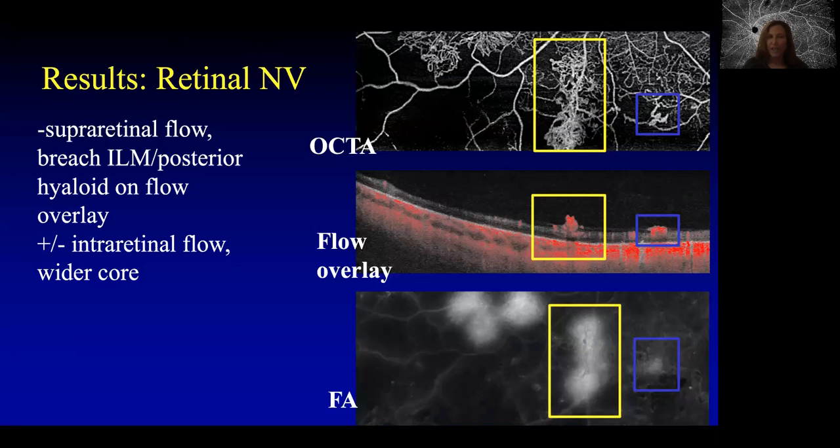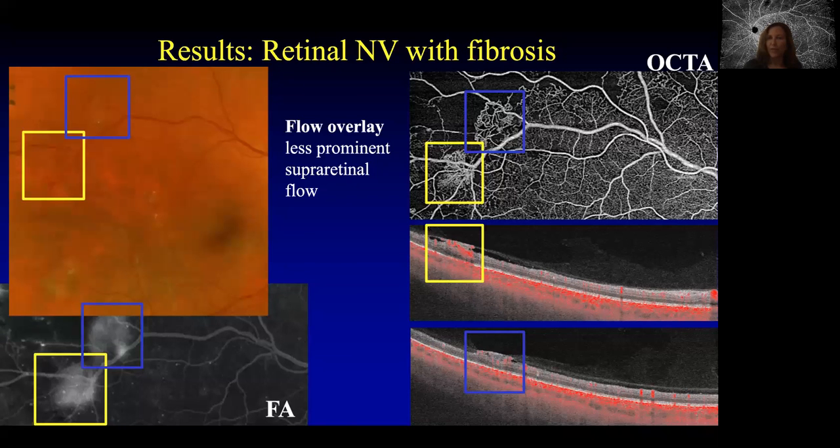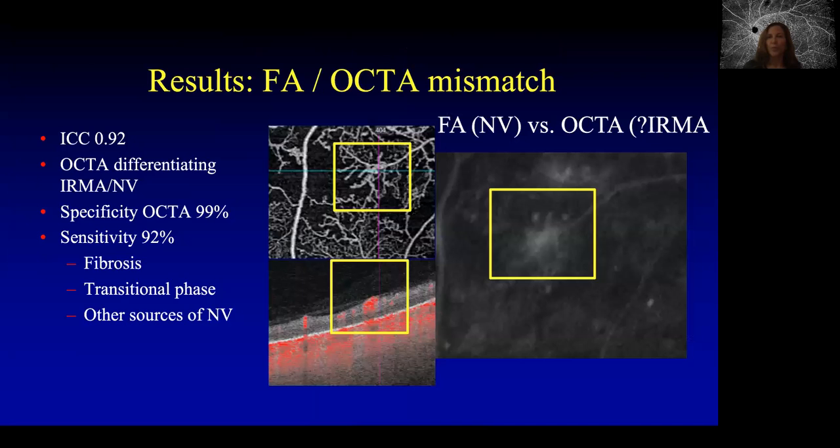Retinal neovascularization demonstrated supraretinal flow that breached the ILM and even extended to the posterior hyaloid. There may be intraretinal flow, and there appeared to be a wider core in these lesions. Retinal neovascularization with fibrosis demonstrated less prominent supraretinal flow. There were rare lesions of fluorescein OCTA mismatch, and these were hypothesized due to fibrosis or a transitional phase between IRMA and retinal neovascularization or other sources of retinal neovascularization.